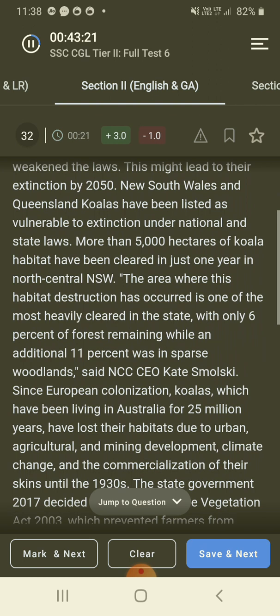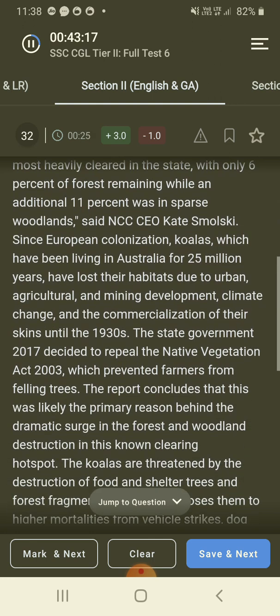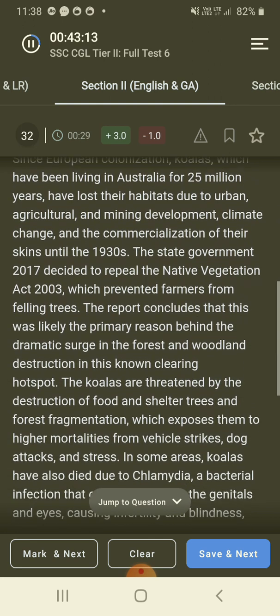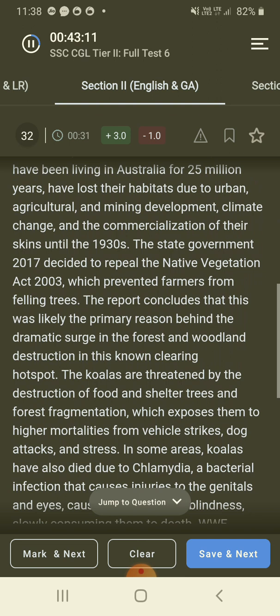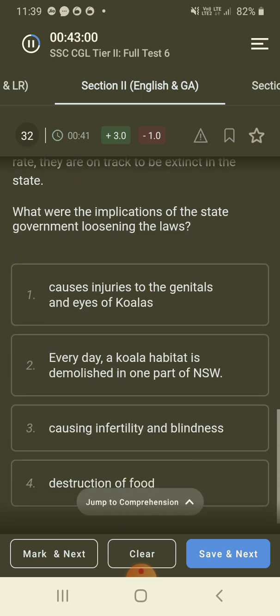In just one year, the area was heavily cleared. The state government decided to repeal the Native Vegetation Act, which prevented farmers from felling trees. The report concluded that this was the primary reason behind the dramatic surge in the forest and woodland destruction hotspot. Koalas are threatened by destruction. What were the implications of the state government losing the law?